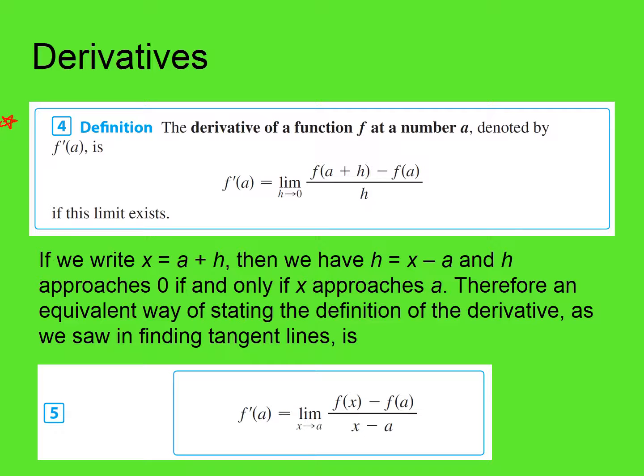Now, this h, remember, was x minus a, and the equivalent equation is that x is a plus h. If we write x equals a plus h, then we have h equals x minus a by subtracting a from both sides, and h approaches 0 if and only if x approaches a. No big news flash there. Therefore, an equivalent way of stating the definition of the derivative, as we saw in finding tangent lines, is f prime of a equals the limit as x approaches a of f of x minus f of a, all over x minus a. And from here, it's really clear why we call either one of these things a difference quotient.